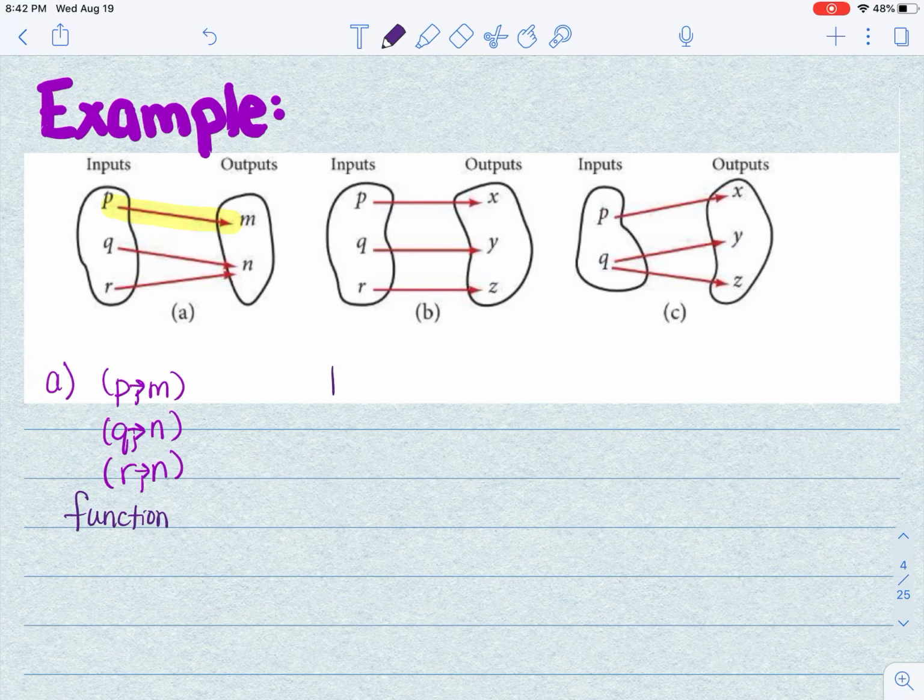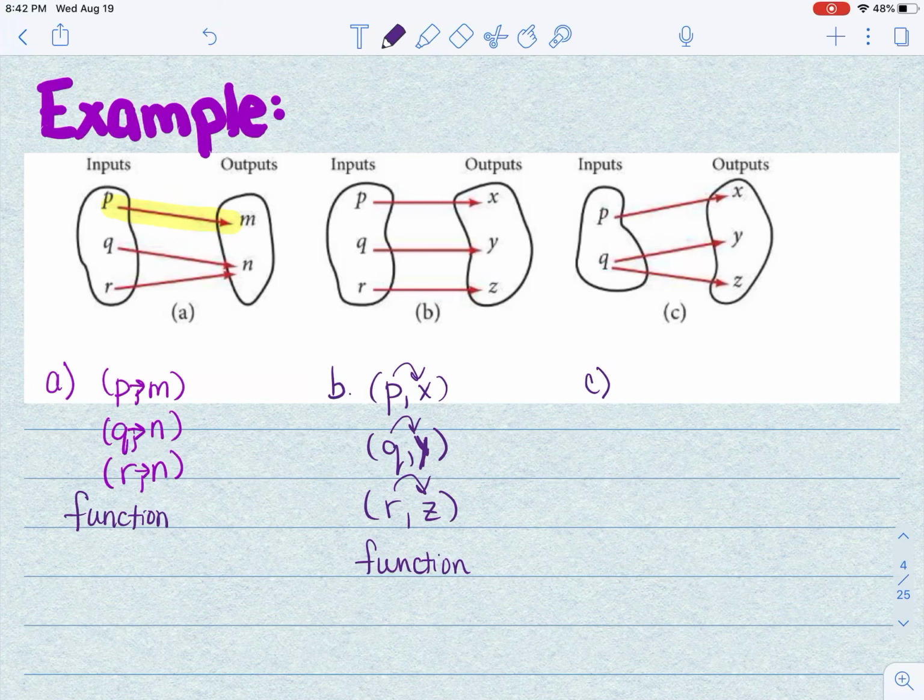All right, so let's look at B. We have the ordered pairs P, X, Q, Y, and R, Z. So again, P is only associated with X, Q is only associated with Y, R is only associated with Z. So again, this would be a function.